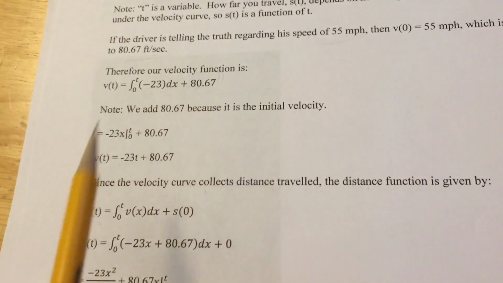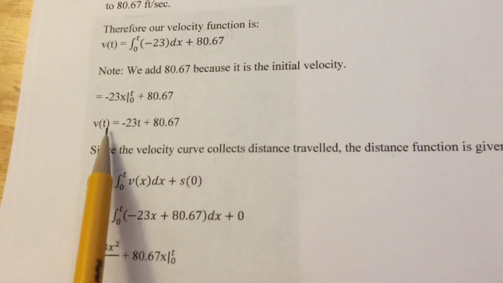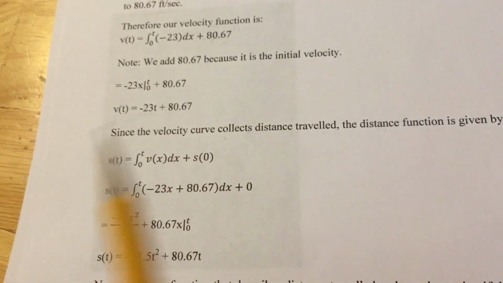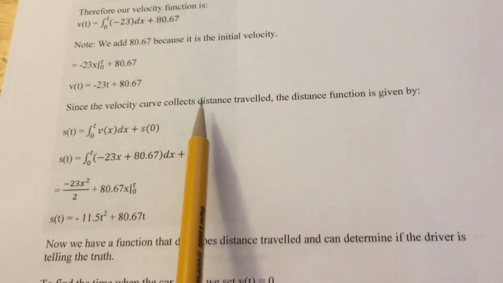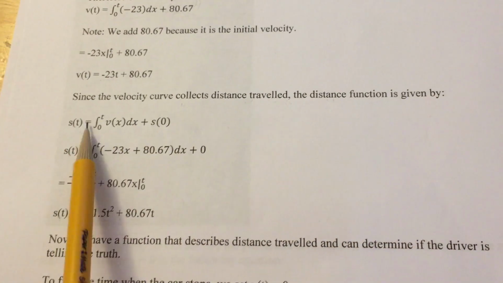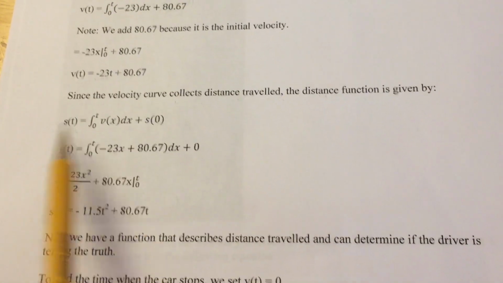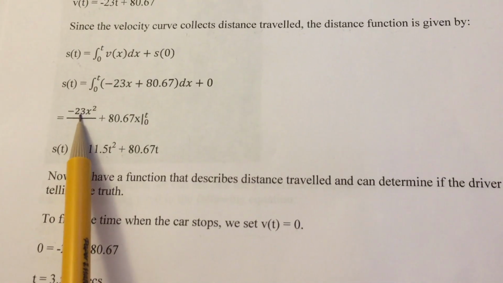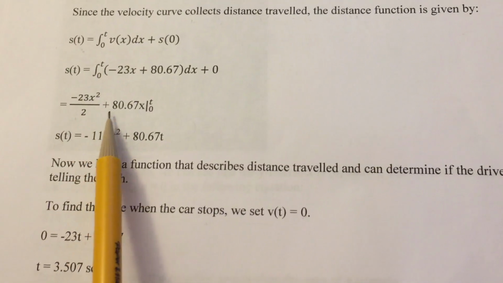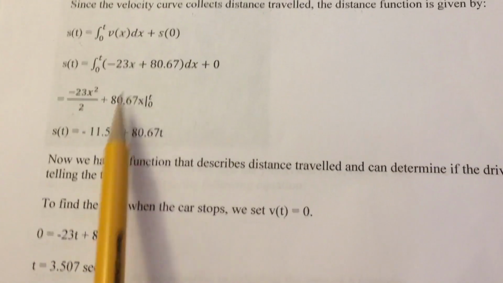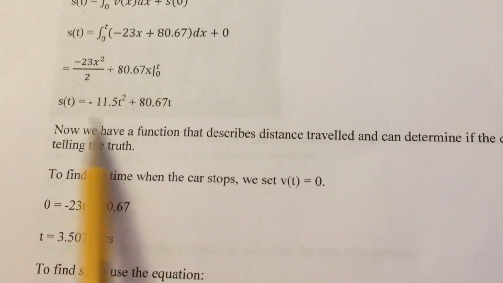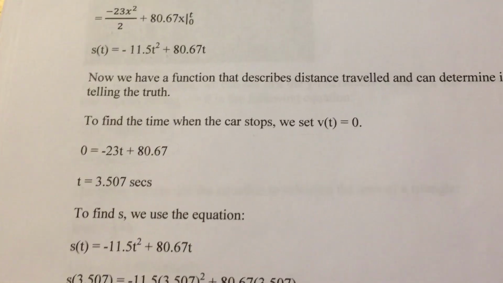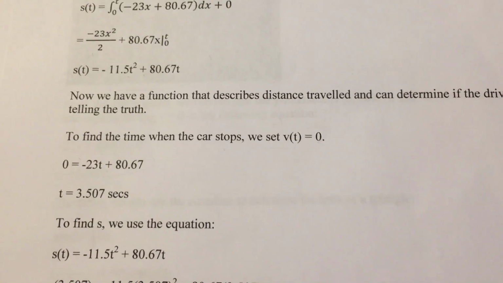With that equation, we're going to get velocity v of t, and v of t would give you -23t plus 80.67. We know that the velocity curve collects distance traveled. The distance function is given by this, the displacement. And when we integrate that, we get -23x squared over 2 plus 80.67x. Going from 0 to t, we get this. S of t is equal to -11.5t squared plus 80.67t.